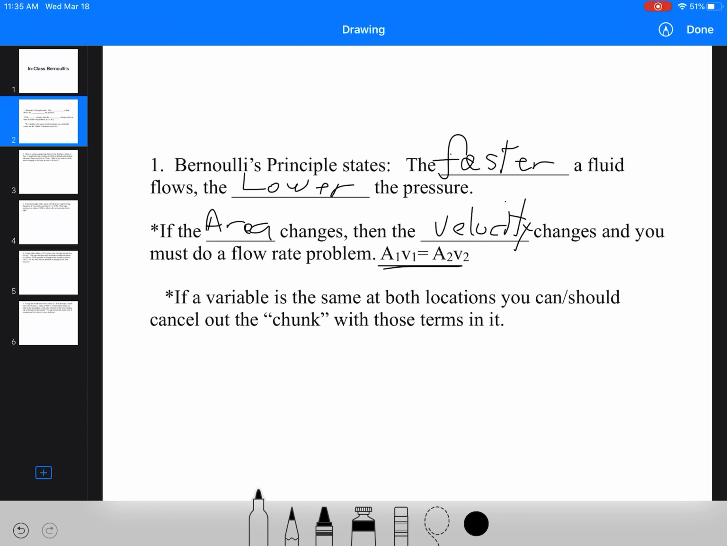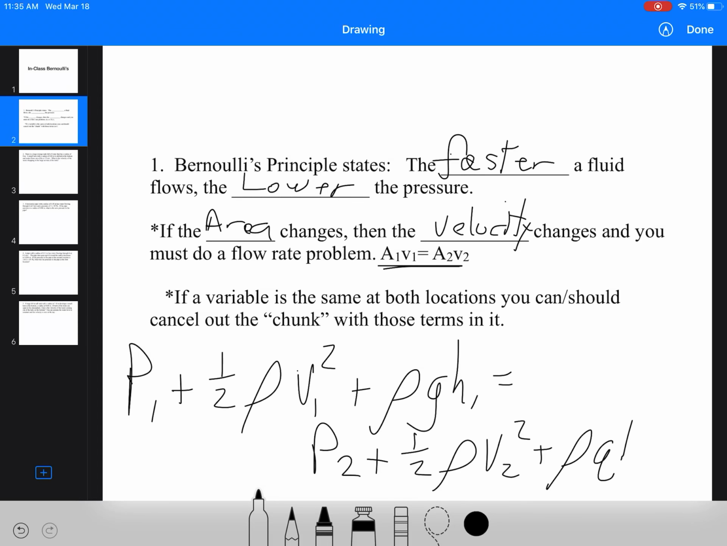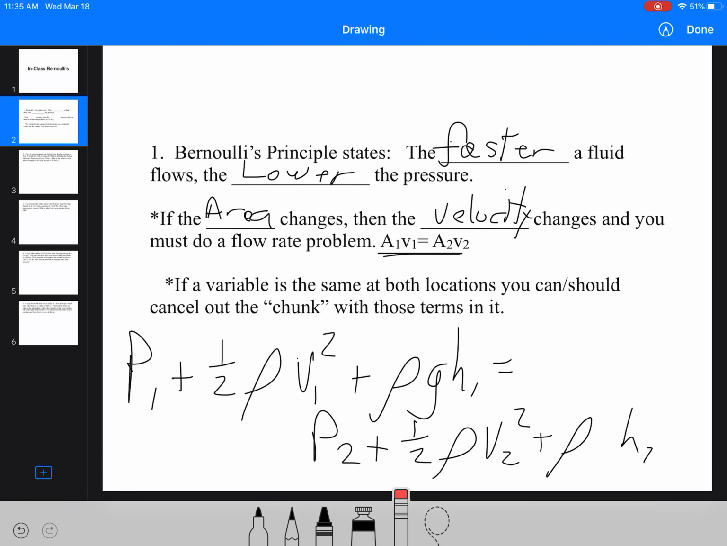When we talk about Bernoulli's, it's this really long equation that looks complicated, but it's really not that bad. Rho g h1 is equal to, and I'm going to run out of space here, so I'm just going to continue this down here, v2 squared plus rho g h2, and that should be a g2.